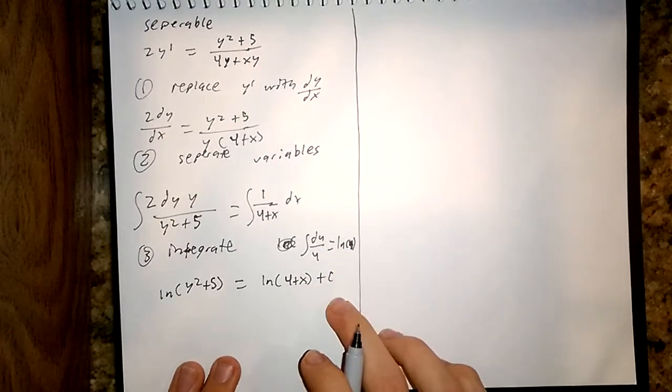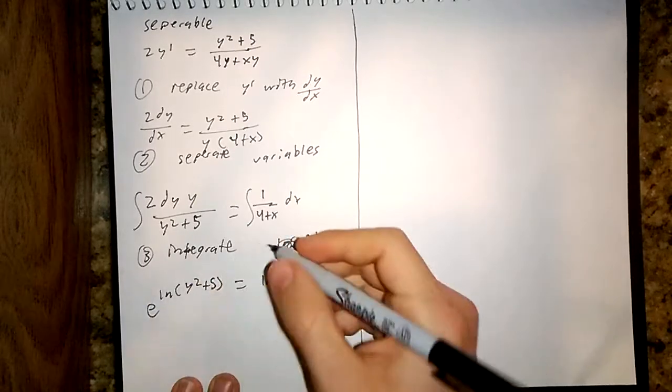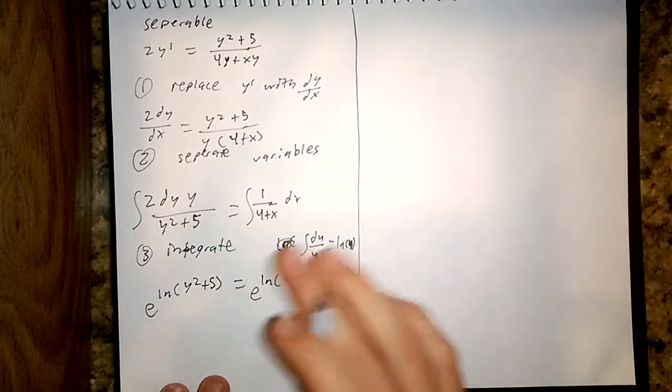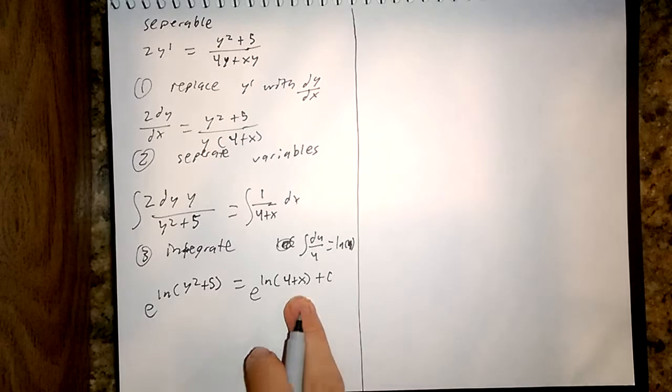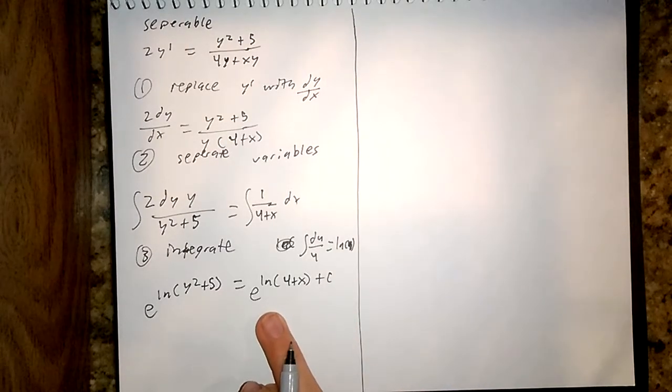You only need to do the c on one side. How do we get rid of natural log? We raise e to whatever, e to the natural log of whatever, it gets canceled out. We have to keep in mind that there's a plus c here. It's not included in that natural log, so we have to do something to get rid of it.